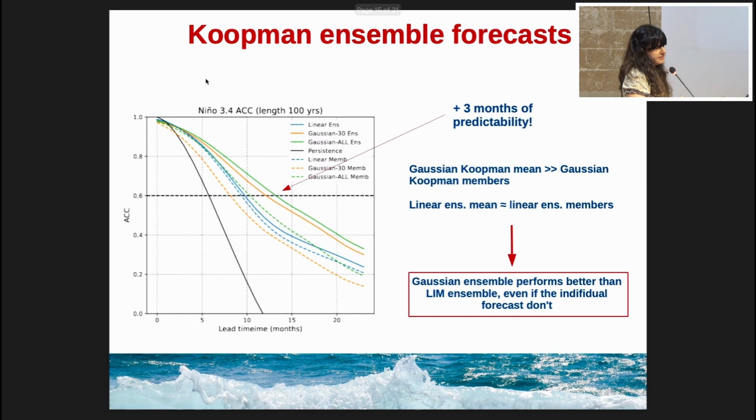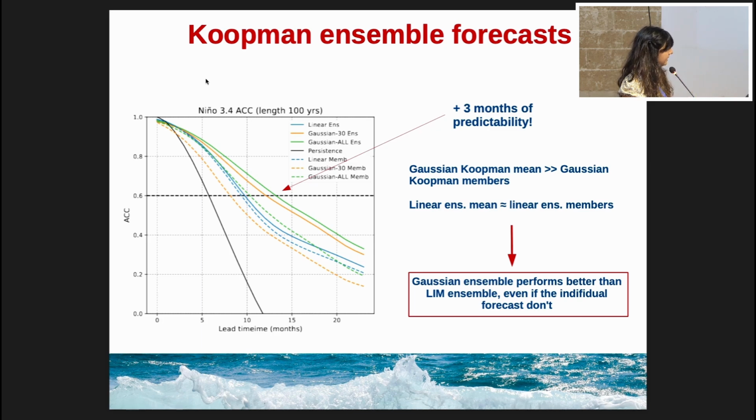So we can see this all together in here, where the dotted lines are the behavior of the ensemble members, and the solid lines are the behavior of the ensemble mean. And what we see is that when we are using the ensemble members, there is not a big difference in the performance of the linear and the Gaussian kernel. However, when we have a look at the solid lines, the ensemble mean, there is a big gain in skill when we are using the Gaussian kernel. We see that it's almost 4 months in this case, actually.